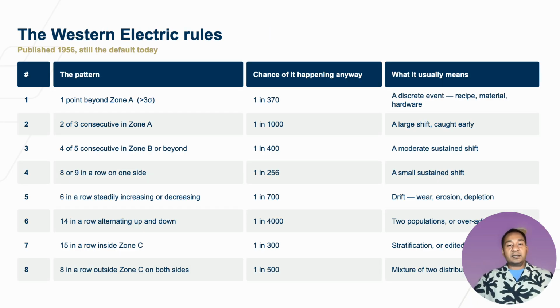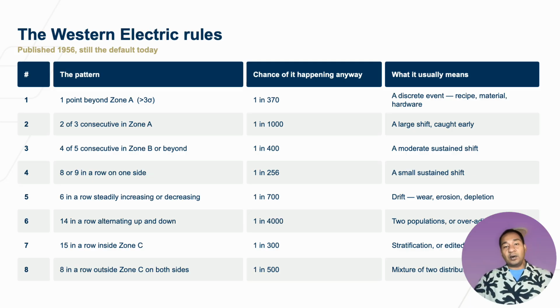Here they are, the Western Electric rules, published in 1956 and still default in essentially every SPC package. The column I want you to look at is the third one, the probability of each pattern occurring by pure chance on a healthy process. Rule 1, 1 in 375. We derived it in the last class. Rule 4, 9 in a row on one side, 1 in 236. Each point has a 50% chance of being above the line, so 9 in a row is 1 over 2 to the 9th. Rule 6, 14 alternating, 1 in 4000, very rare by chance, which makes it a strong signal when it appears.